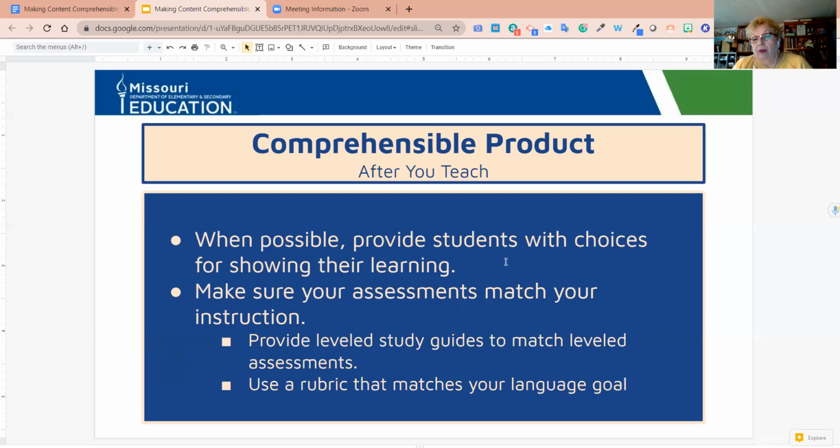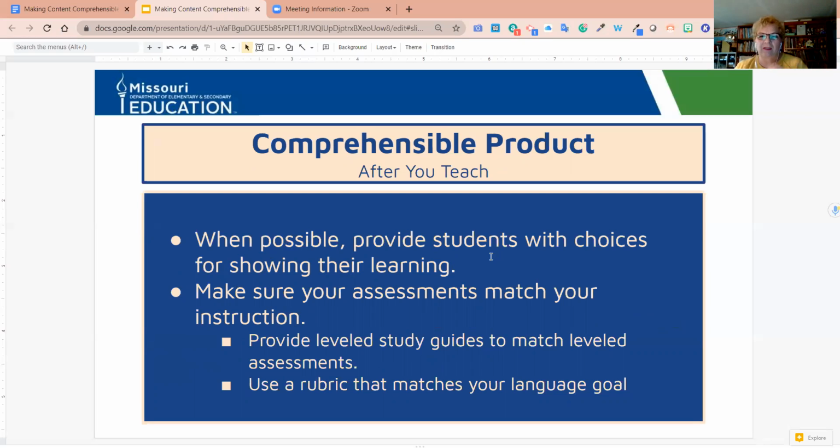And when possible, give the students choices when you're giving an after teaching assignment. So how would you like to show me what you understand? What can you do? Do you want to draw a picture? Do you want to write something?